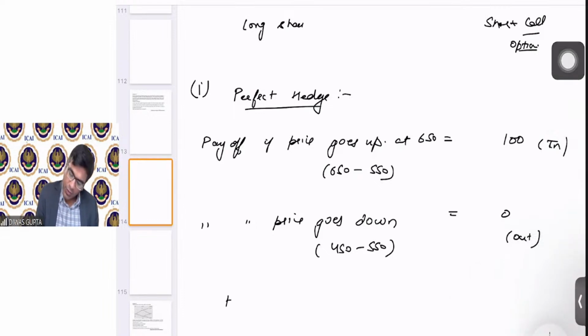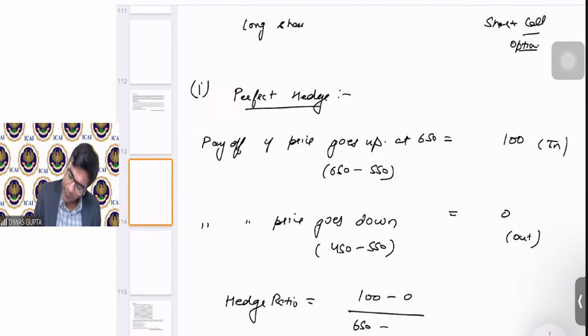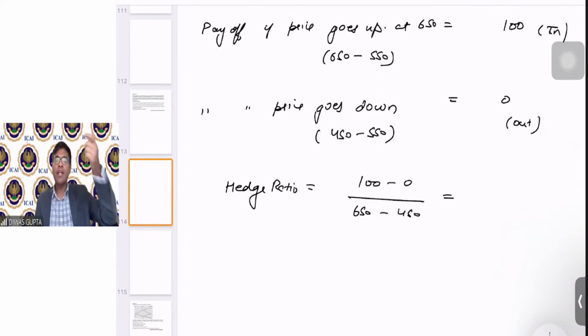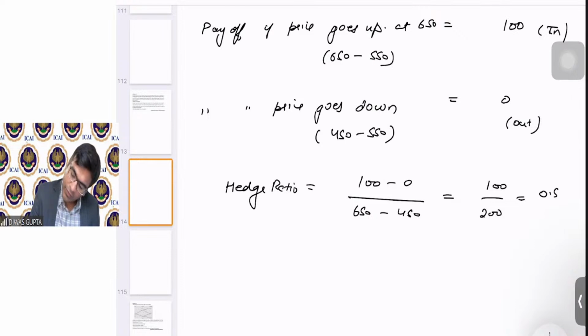Hence the hedge ratio is actually given by this formula: 100 minus 0 divided by 650 minus 450. So the payoff at higher price minus payoff at lower price divided by higher price minus lower price. Okay, Shruti, I will explain. So this is 100 divided by 200, which is 0.50.